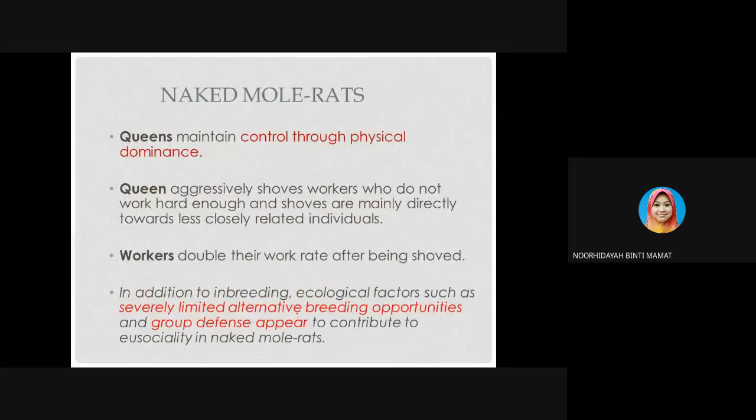The queen maintains control through physical dominance. The queen aggressively shoves the workers who do not work hard enough, and shoves are mainly directed towards less closely related individuals, and the workers will double their work rate after being shoved. In addition to inbreeding, ecological factors such as severely limited alternative breeding opportunities and group defense appear to contribute to eusociality in the naked mole rat.